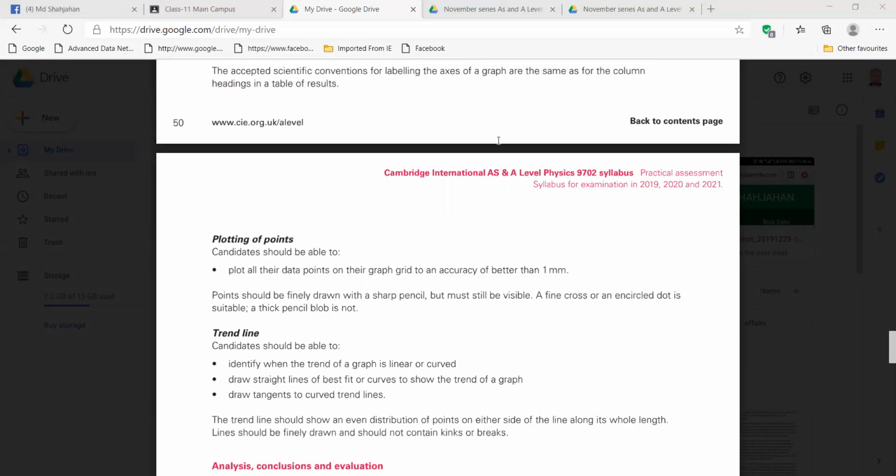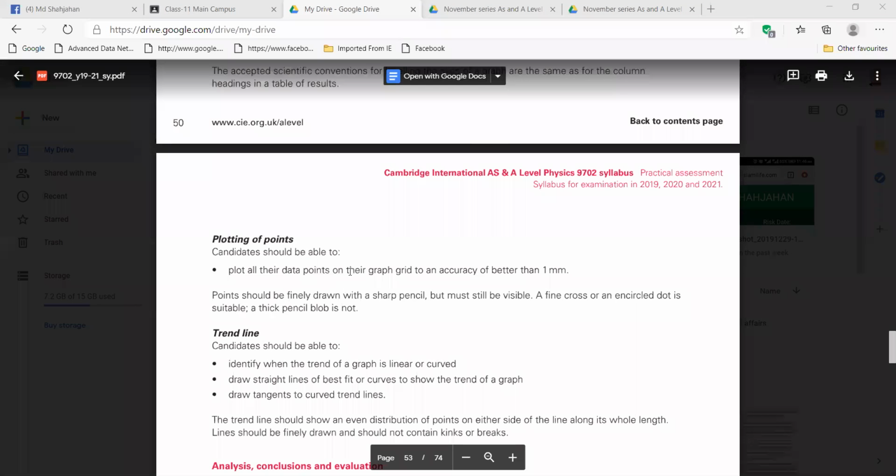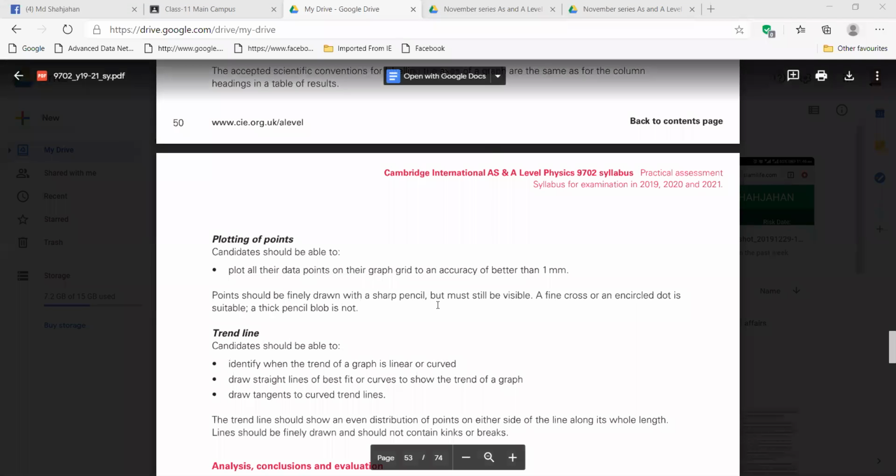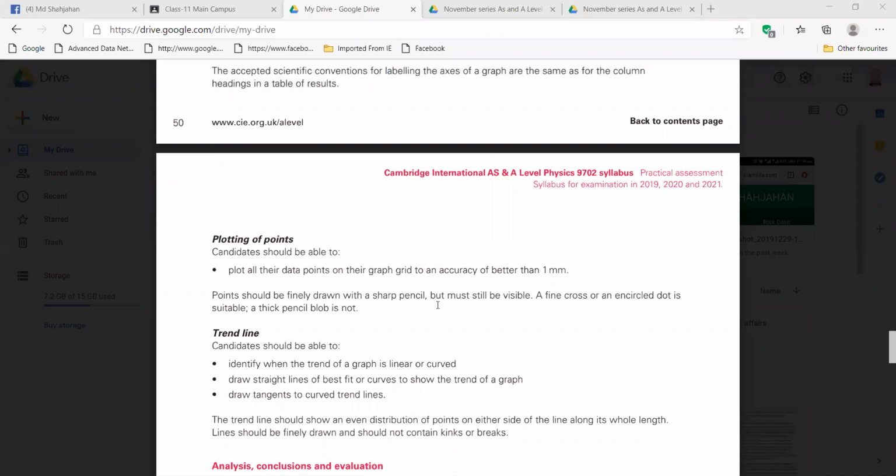Okay, so what to do then? Will go to you again. Then continue this. No problem, sir. Plotting of points. Candidates should be able to plot all their data. Okay, Asan, next one you have to read. Be ready. Amina, continue.